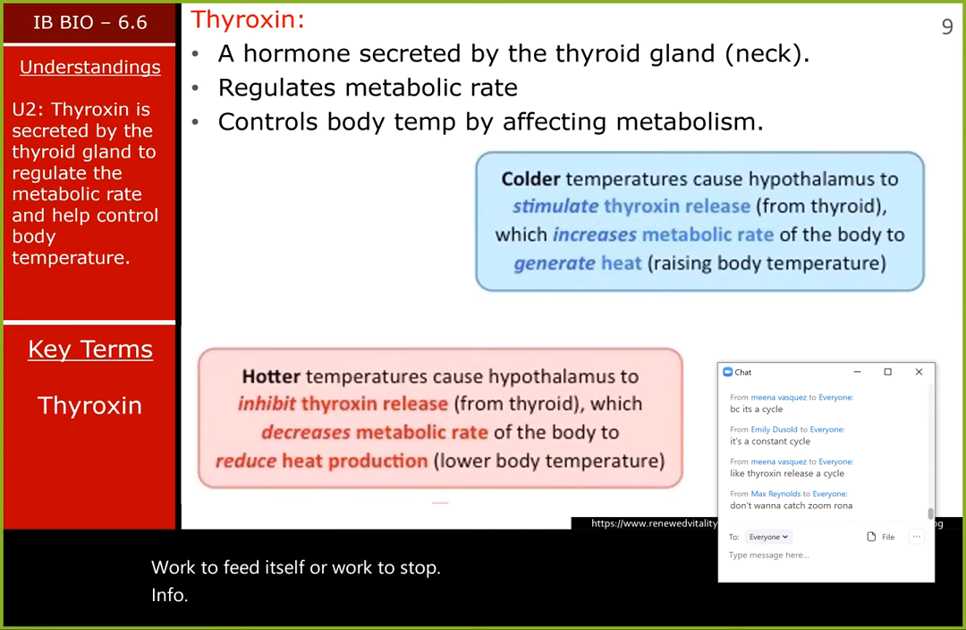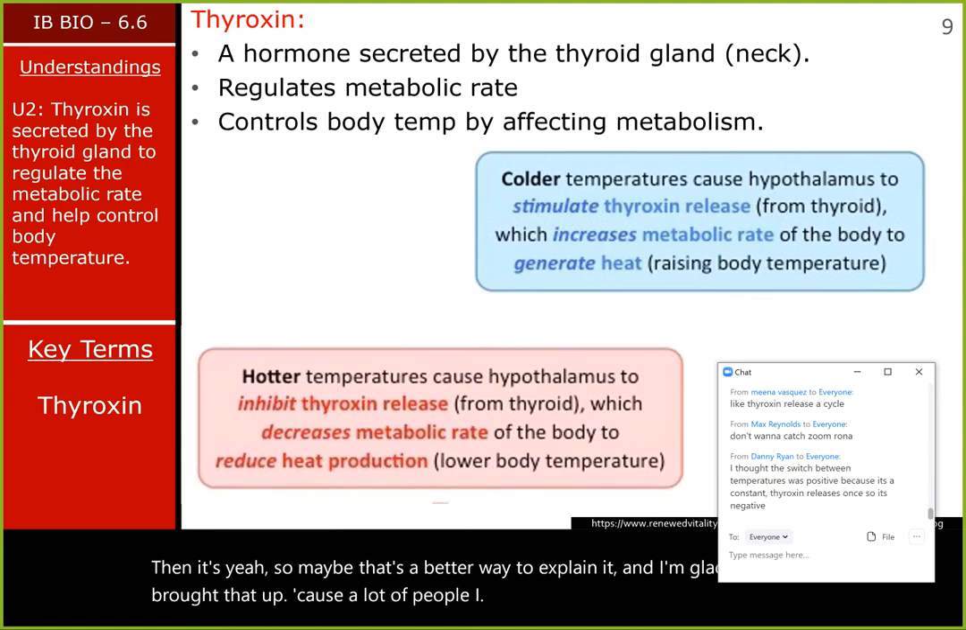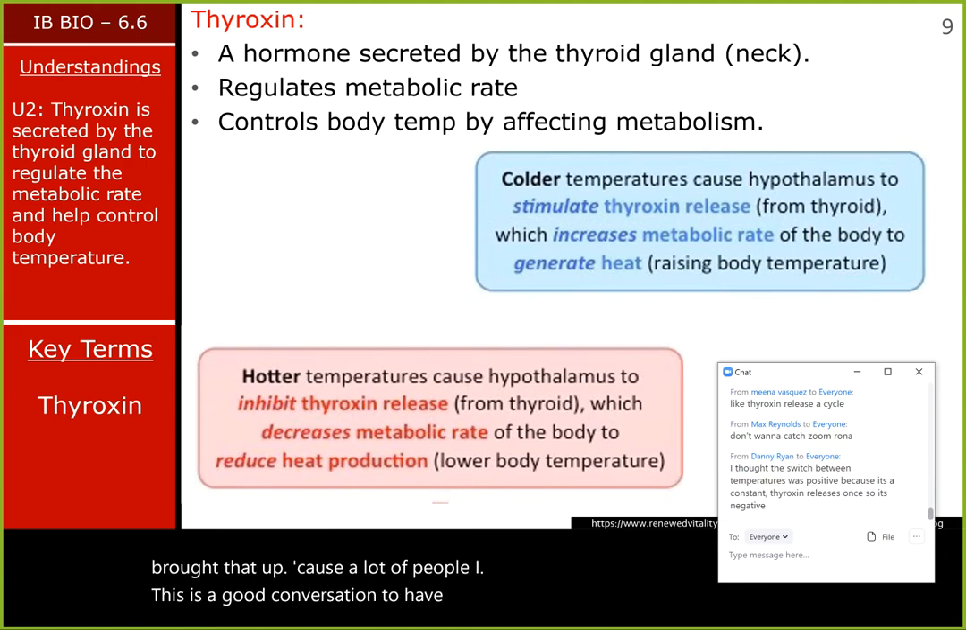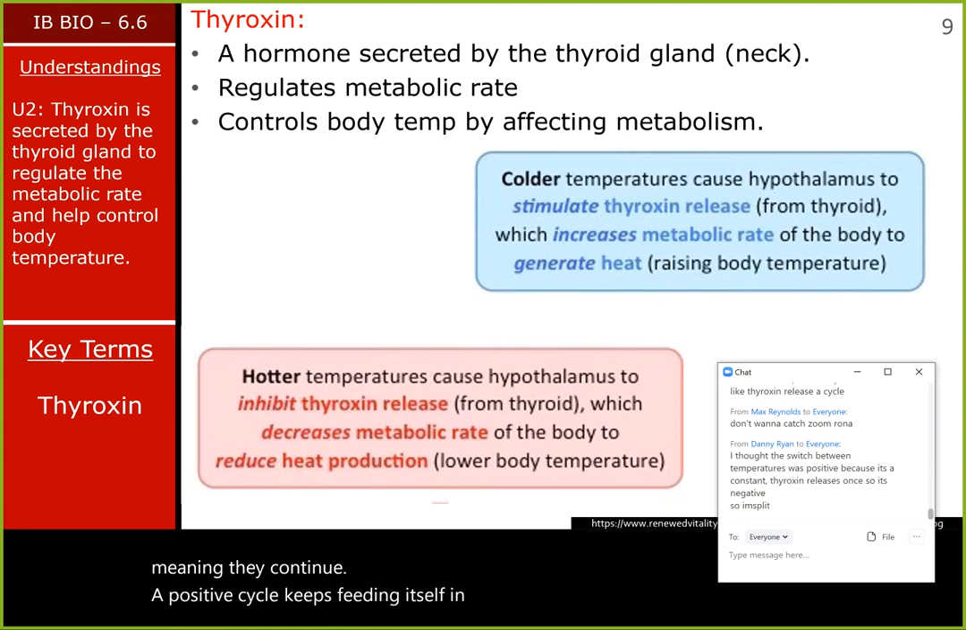How about this? Does it feed itself in one direction only? No. Then I guess not. Yeah, okay. So maybe that's a better way to explain it. And I'm glad you brought that up because a lot of people, this is a good conversation to have. So both positive and negative are cycles, meaning they continue. A positive cycle keeps feeding itself in one direction. A negative cycle seeks to stop itself or bring itself back to a certain point.